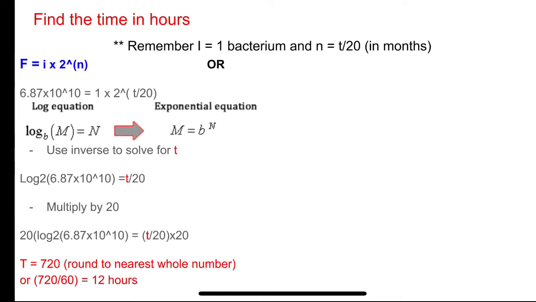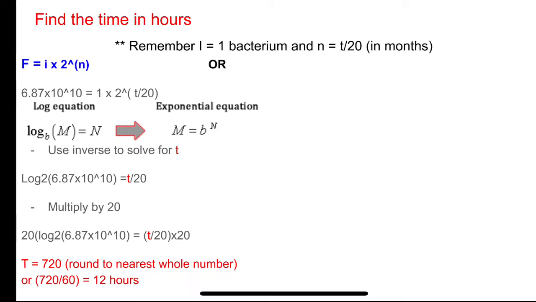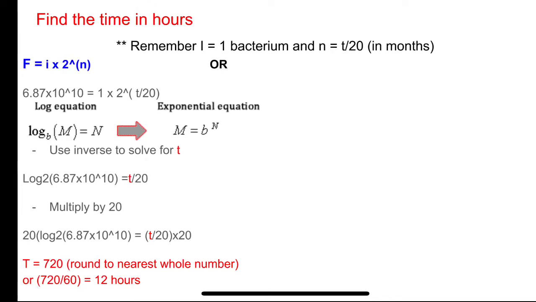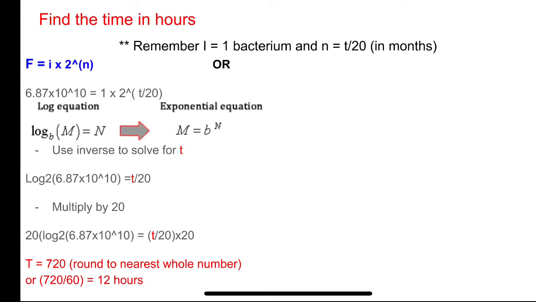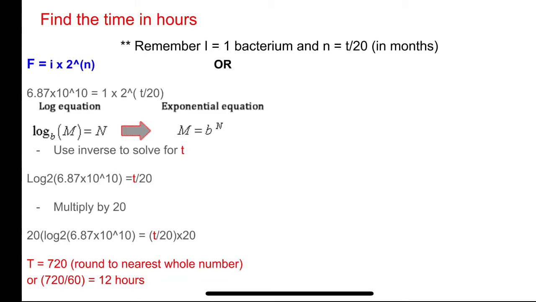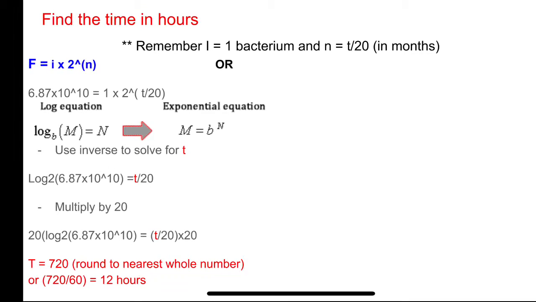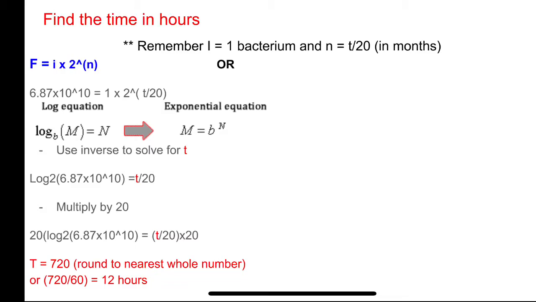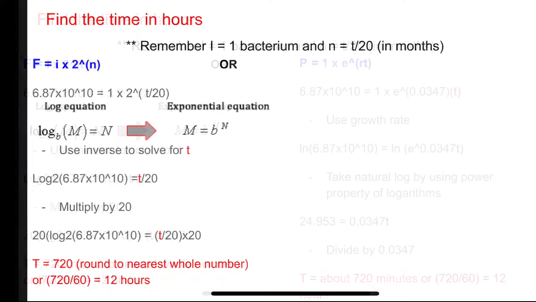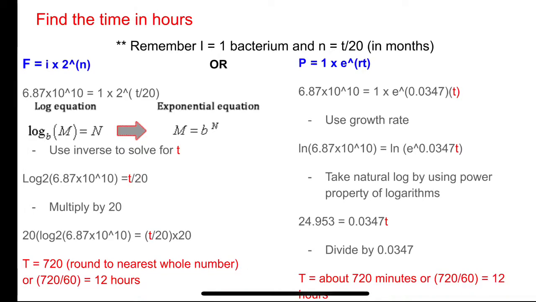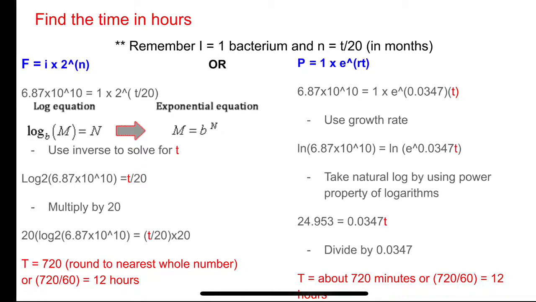Again, we need to take the inverse of the exponential equation, putting it into the log form. So log base 2 of 6.87 times 10 to the power of 10 equals t divided by 20. We can then multiply each side by 20 and get a t answer of 720 minutes, which will be about 12 hours.